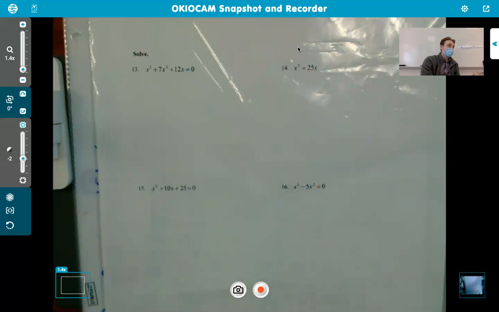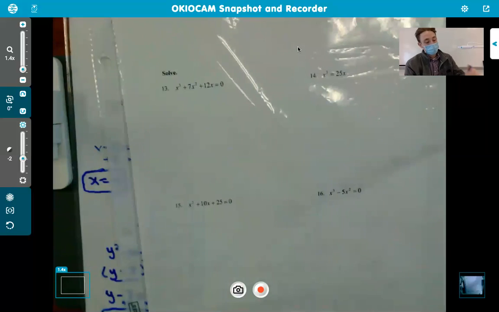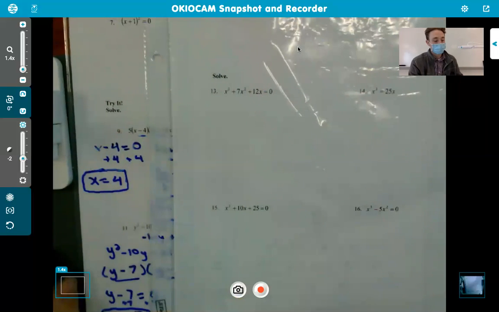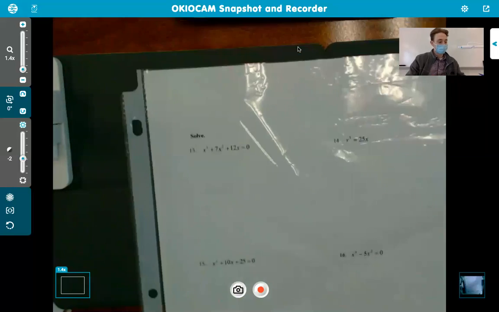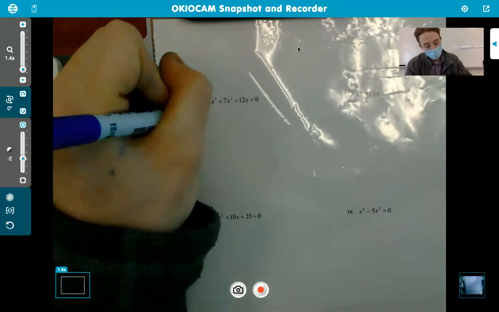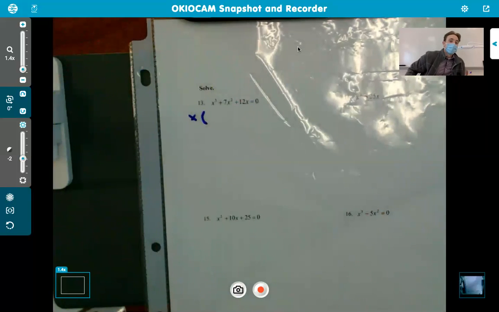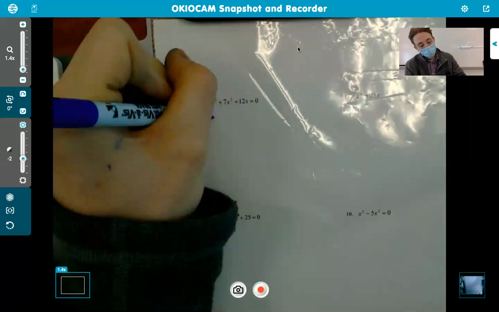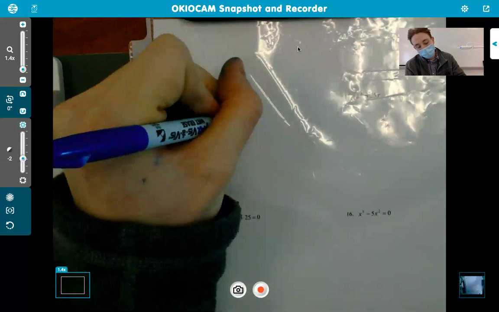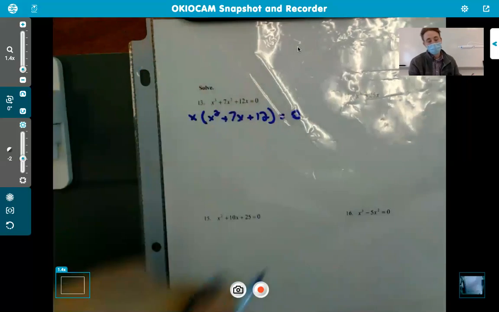A lot of times we're going to have a GCF, okay? Notice that each of those terms there shares a common factor. What is that common factor? X. So I'm going to take out an x here in 13. It's off to the side. And when I take out an x, what's left over on the inside of my parentheses? X squared plus 7x plus 12. All this still equal to 0.